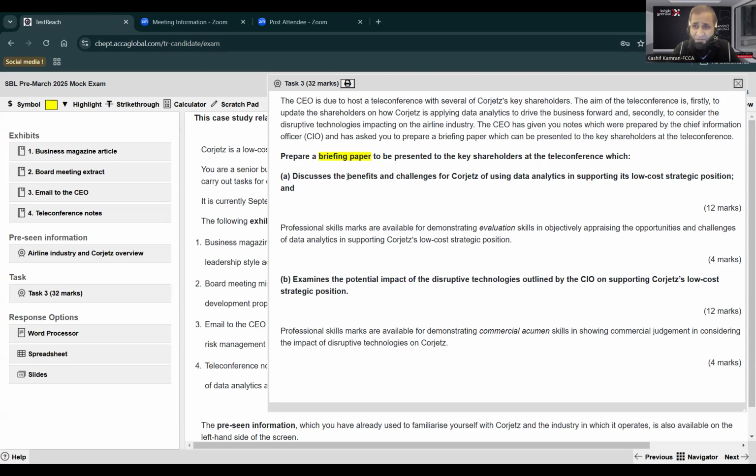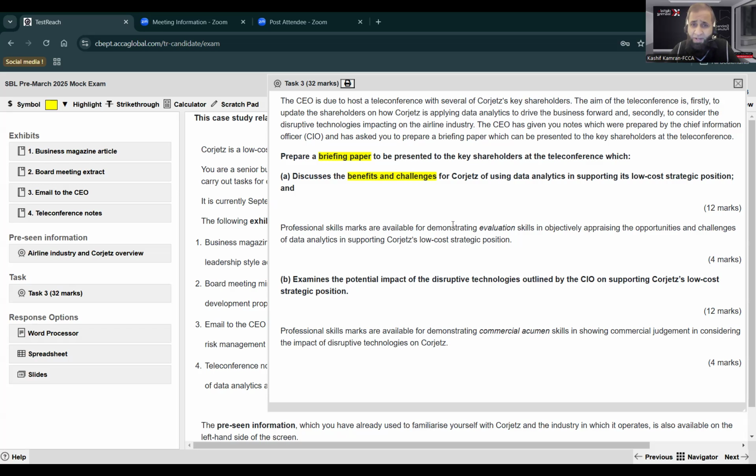Discuss the benefits and challenges, not just the benefits, also the challenges, for Courtjet of using data analytics in its low cost strategic position. We know it's a low cost carrier, and that's been their success factor over the last 20 years. So what are the benefits and challenges of Courtjet using data analytics?